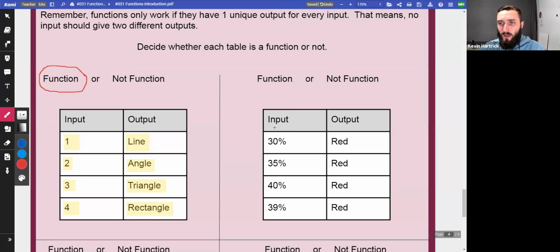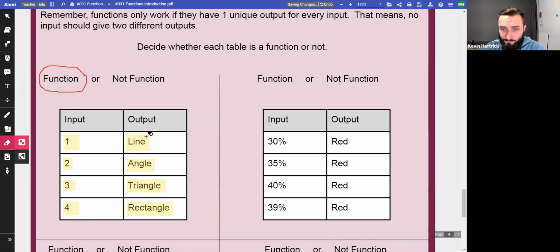So function or not a function, we have inputs, and the inputs are percentages. The outputs look like colors, and all the outputs are the same. Is that a function? Well, if I input 30%, do I get more than just one output? I get red. Is there any other 30% where I get some other output? No. How about 35%? Do I get a different output than red anywhere else in the table? No. How about 40%? Do I get a different output than red in the rest of the table? No. So what are we noticing?